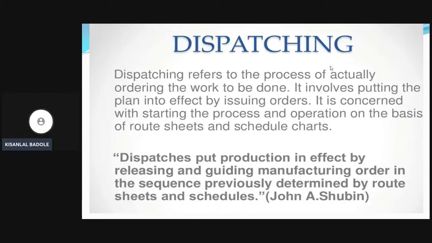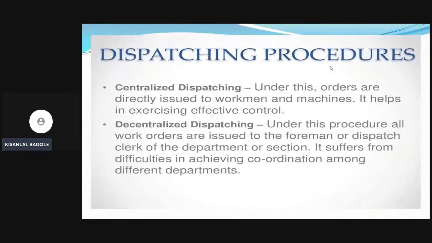Okay, dispatching for production is made effective by releasing and guiding manufacturing orders in the sequence previously determined by the route sheet and the schedules. Okay, different types of schedule sheets and route sheets are provided in the particular workshop. Okay, within a given time, how this product is dispatched. Okay, dispatch procedure may be centralized dispatching as well as decentralized dispatching. Okay, there are two types of dispatching. Under centralized dispatching, orders are directly issued to workmen and machines with the help of existing effective control.